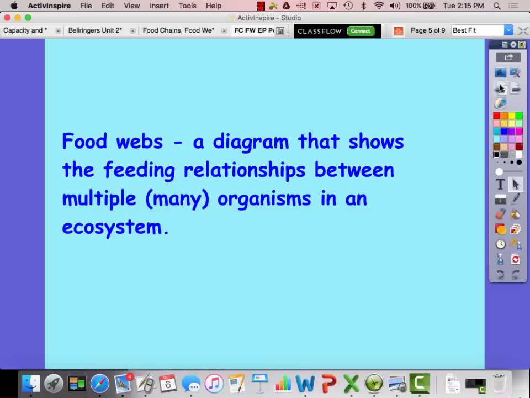We're going to take that idea of food chains and expand on it, looking at food webs, which is a diagram that shows the feeding relationships between multiple or many organisms in an ecosystem. The way that I think about a food web is that there are multiple food chains. So there are multiple organisms that are getting eaten by other organisms in order to transfer the energy.